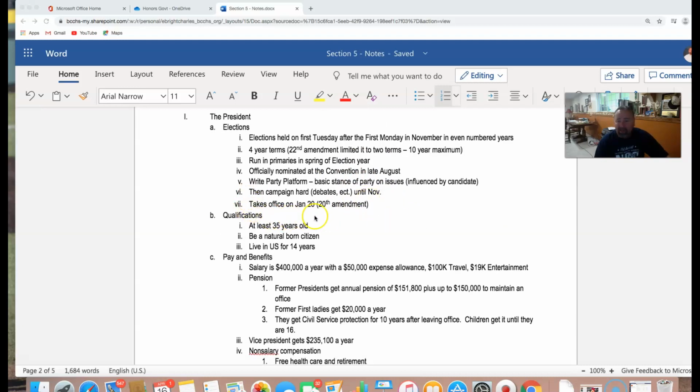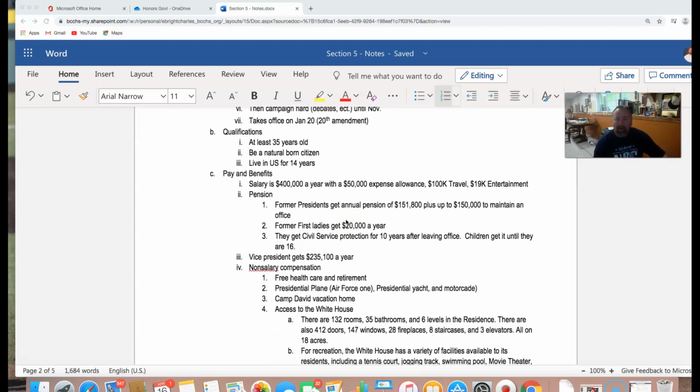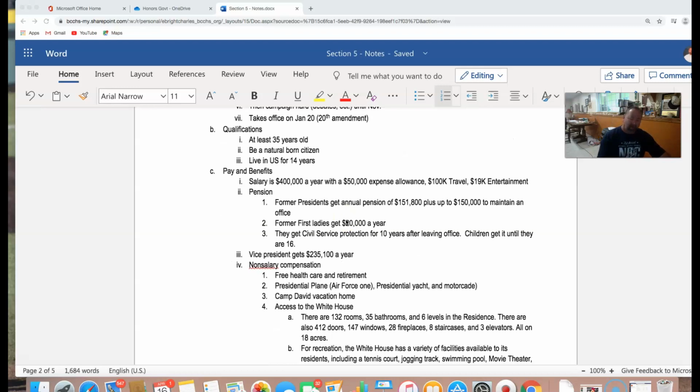So once the election takes place in November, they take office January 20th. Okay, it used to be March 4th. The lame duck period was November to March 4th, and they shortened that with the 20th Amendment to January 20th. So qualifications, like we did with the House and the Senate at 25 and 30, it's 35 to be president now. You must be a natural-born U.S. citizen, okay? I always tell Lily, Lily, you can be anything you want except president of the United States. And you must live in the U.S. for 14 years.